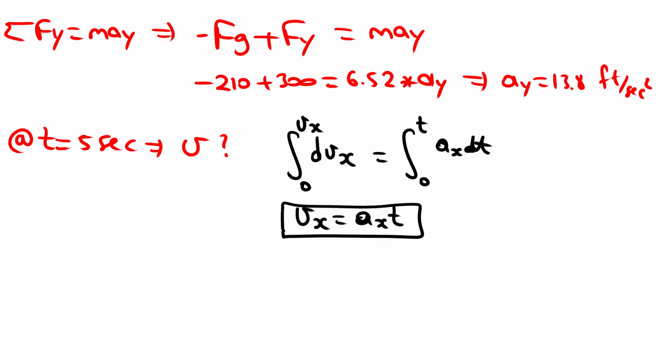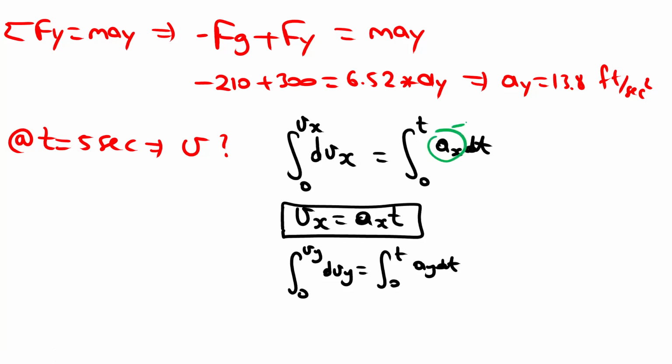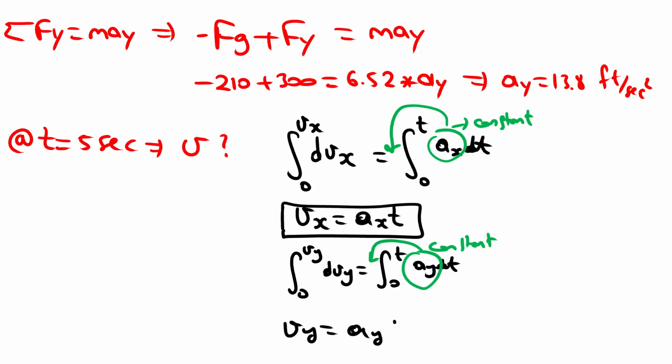That's the equation. And then similarly I will have v_y. So you will just put 0 to v_y, and dv_y is equal to the integral from 0 to t of a_y dt. Since a_y is constant, you can write it outside here. Similarly, this one is constant. You can put it here, and then it comes out that v_y is equal to a_y t.